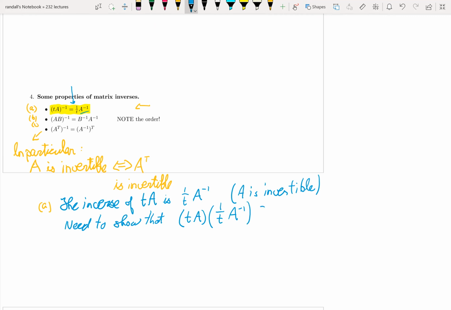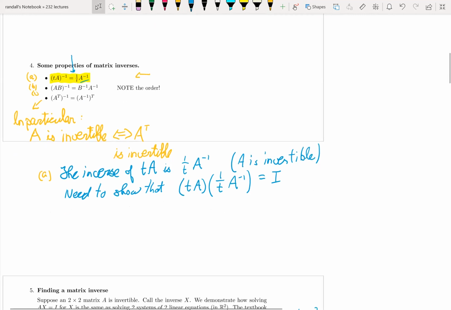We need to show that this is the inverse. So we need to show that this product is the identity. Then A is true, because A is claiming that the inverse of TA is this 1 over T times A inverse. So we just have to do the multiplication.